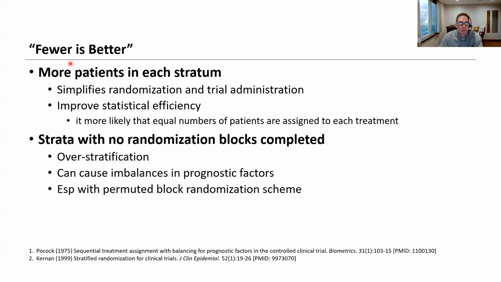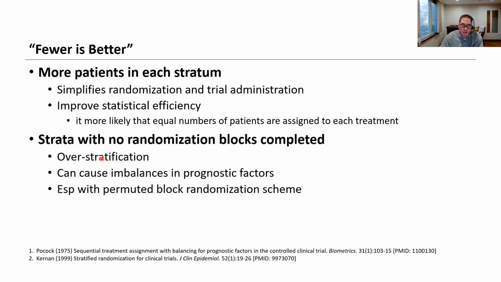So why is fewer better? Because when you have fewer stratification levels, you get more patients in each stratum, all else being equal, right? So this simplifies the randomization and trial administration. It improves statistical efficacy. So it's more likely that you'll get equal numbers of patients assigned to each treatment. If you have too many, then you end up with strata that have no randomization blocks completed, right?